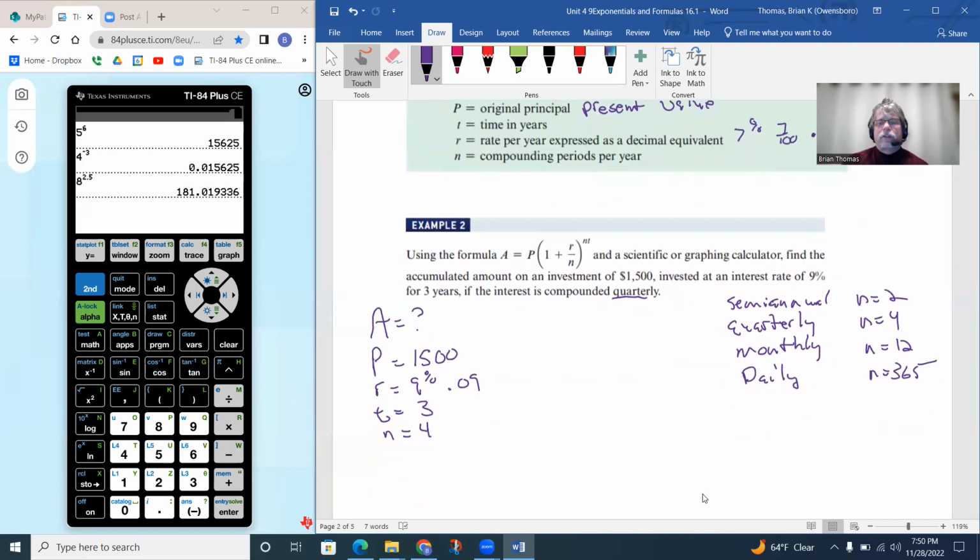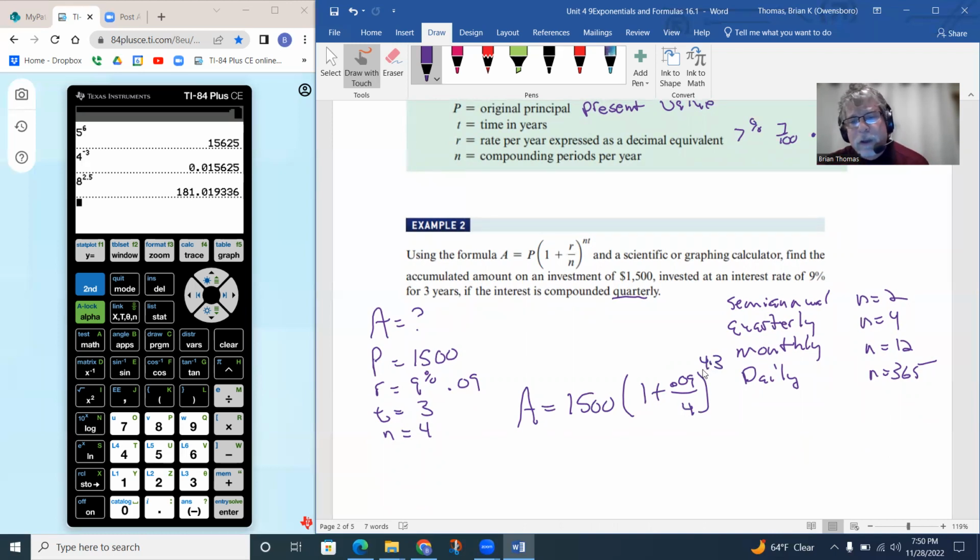So if I want to find my future value, what I can do is substitute into our formula these values. So A equals, the principal is the 1,500. In parentheses, we have 1 plus, then our interest rate has got to be a decimal, so it's going to be 0.09, divided by the number of times compounded in a year, so it's going to be 4. And we raise that to NT, which is going to be 4 times 3.